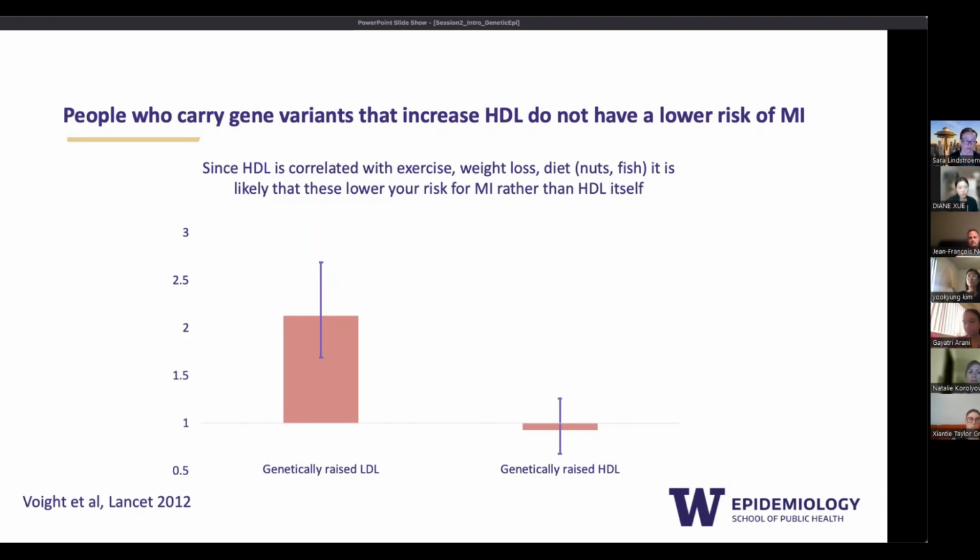This is a study that came out 10 years ago, when they looked at genetic variants associated with LDL, which is the bad cholesterol, and HDL. They saw that genetic variants associated with high LDL increase the risk for MI. But genetic variants associated with high HDL did not increase your risk for cardiovascular disease. This argues that LDL is causal for cardiovascular disease, but HDL is probably just a proxy for something else. And indeed, HDL is correlated with a lot of things that we know are relevant for cardiovascular disease.